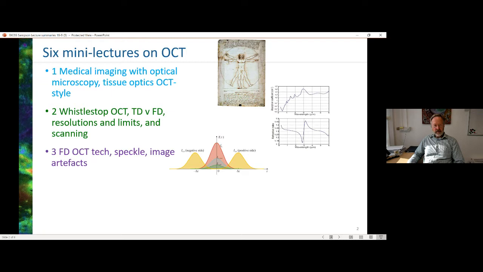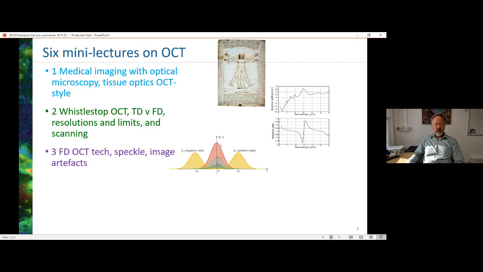In the second lecture, the green print you can see there, we got stuck into OCT. And we immediately looked at the resolutions that could be achieved and the limits on those resolutions, both axial and transverse, and set some sort of fundamental ultimate limitations about where you might get to. And then in the third lecture, we got into the technical detail of what has become the mainstream of the field, Fourier domain OCT, and we started to touch on the thorny topics of speckle.